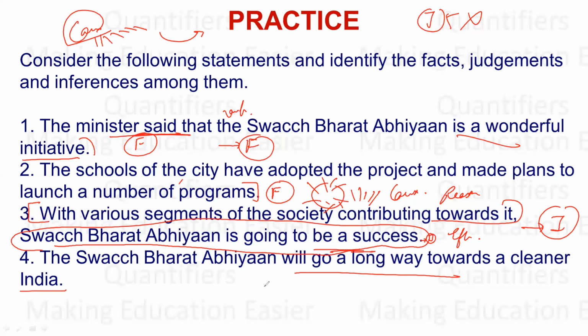Now it gives an approval, but does not give us a reason. It does not have a reason. It does not provide a reason why it will go a long way towards. Maybe the remaining sentences are connected, but individually, as a fourth, there is no reason in it. Thus, you can safely consider it as a judgment. So the correct answer here is F, F, I, and J.